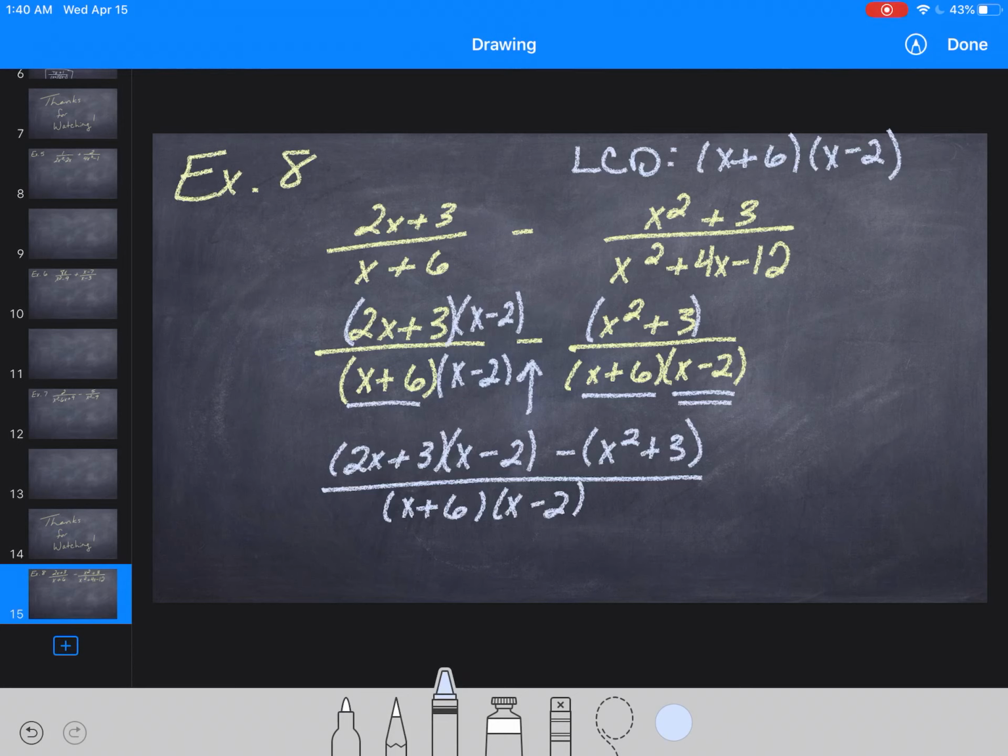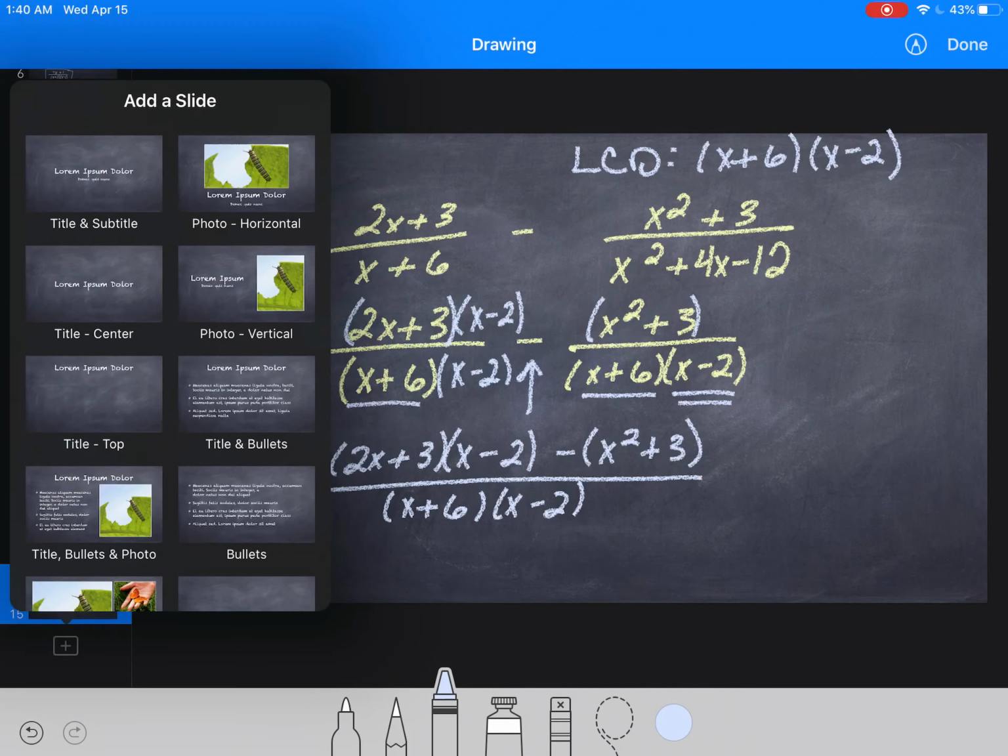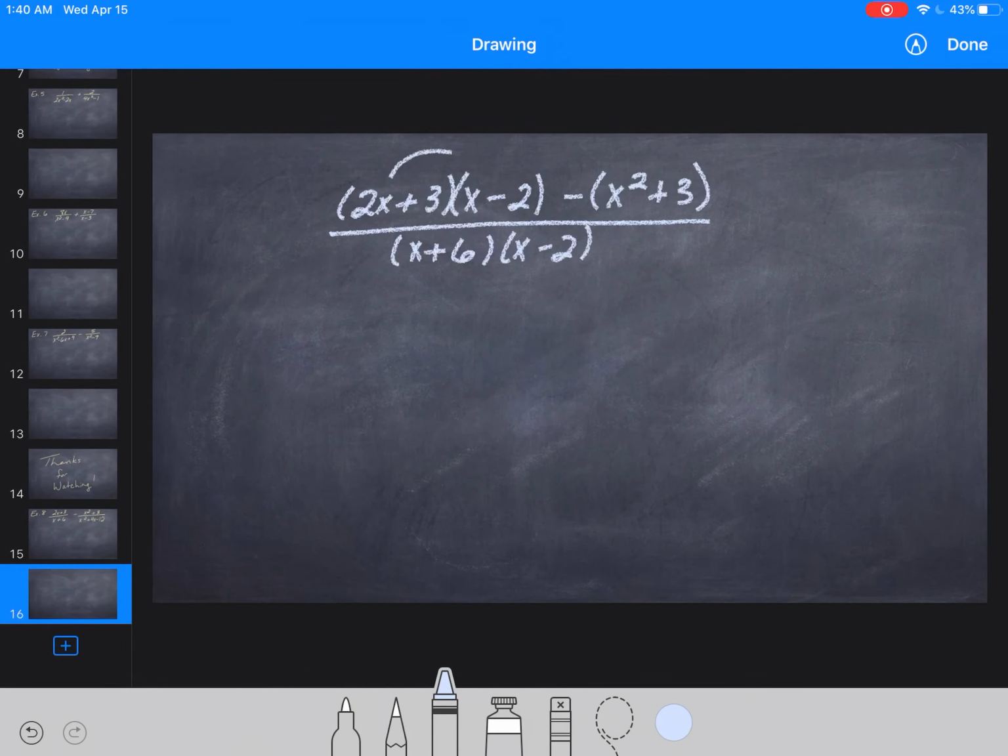Now I'm going to simplify my numerator using the distributive property and combining like terms. 2x times x gives me a 2x². 2x times a negative 2 gives me a negative 4x. 3 times x gives me a positive 3x. 3 times a negative 2 gives me a negative 6.